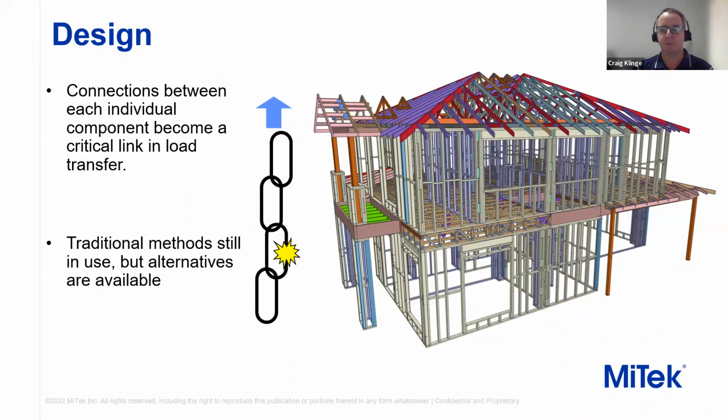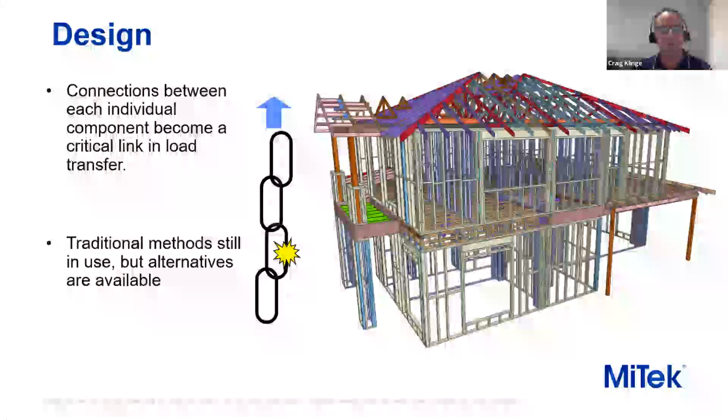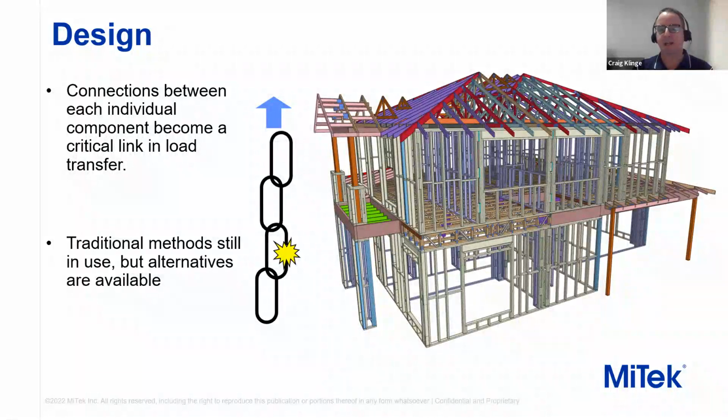Under gravity, timber's good in compression, but a similar analogy can be used where gravity needs to pass through, say, a hanger. If that hanger connection is the broken link in the load transfer, then you can actually have the reverse failure, where you have a failure in the dead load. A lot of these connections have been done the same way since I entered the industry 30 years ago, but new alternatives are constantly emerging.